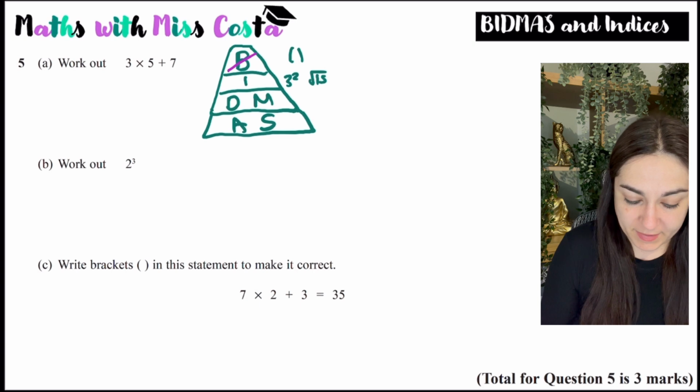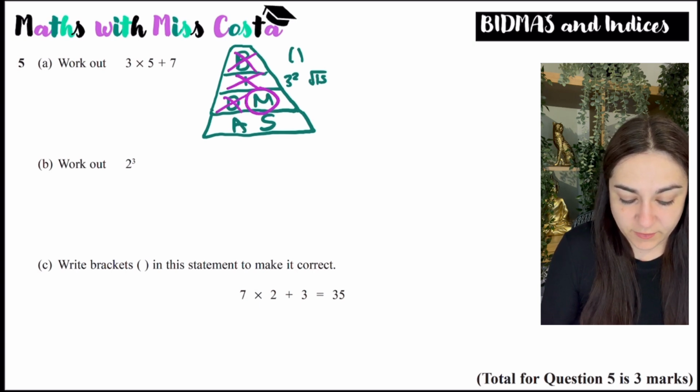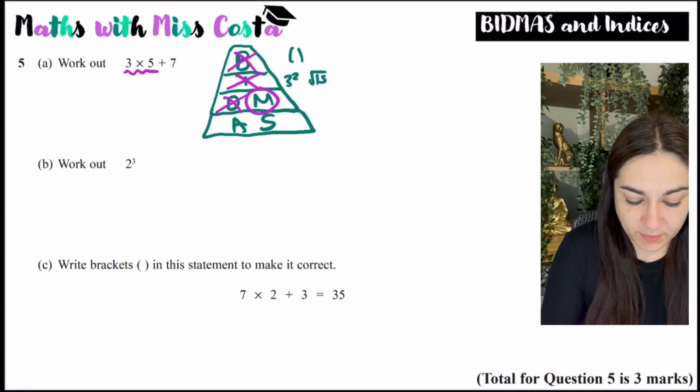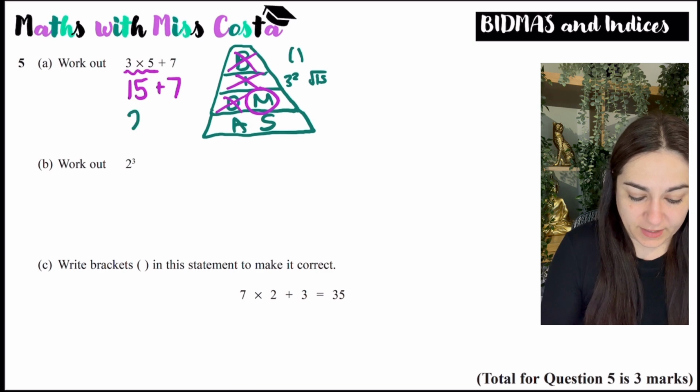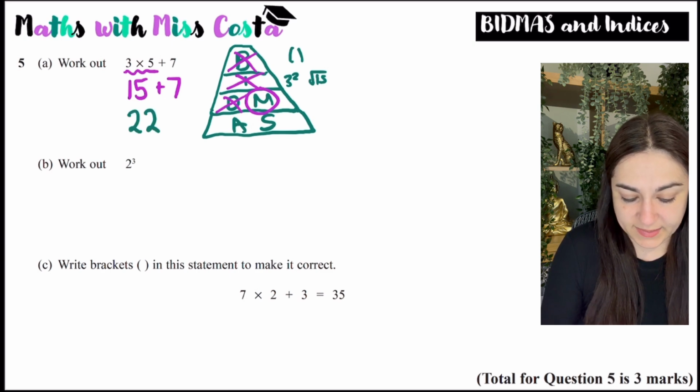So using BIDMAS, I have no brackets, I have no indices, I have no division, but I do have multiplication. So I'm going to need to do the multiplication first. So that's 15. I write everything else out as it is, and I do 15 plus 7, which is 22.